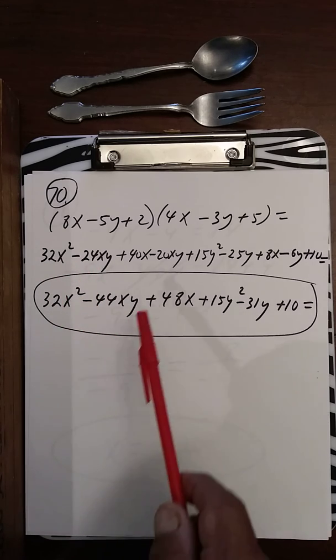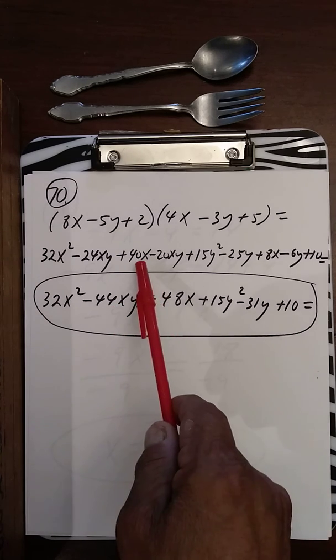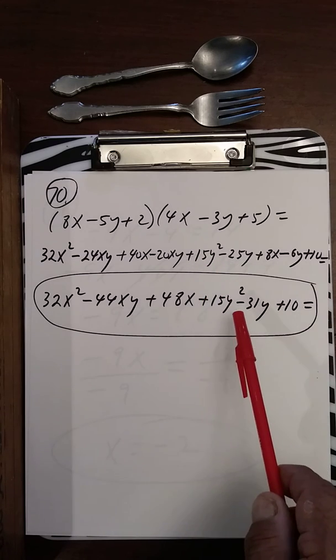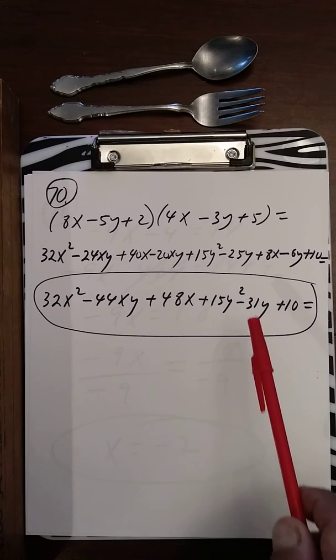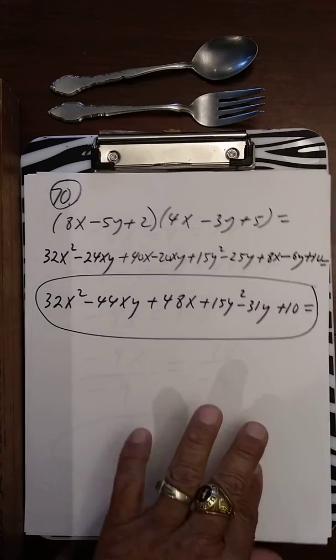xy, xy, put them together. And we have x put together. And 15y squared. And then we have y's and y's. That one and that one. 31y and then 10.